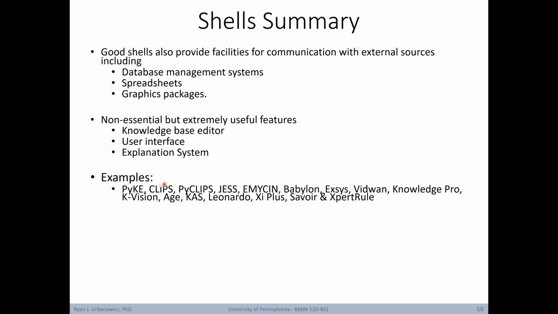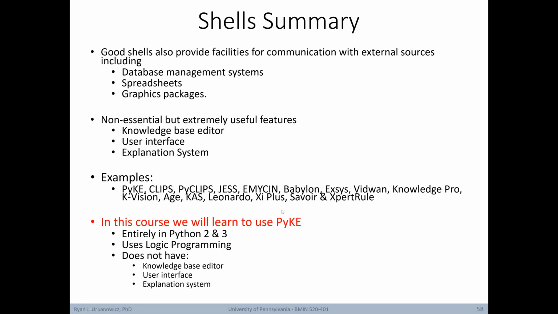Here are some examples of different shells that are available out there in the world. These include Pike, Clips, PyClips, Jess, eMycin, Babylon, Exis, Vidwan, Knowledge Pro, Kvision, Age, Cass, Leonardo, XI+, Savior, and Expert Rule. In this course, we're going to learn to use the first one, known as Pike. Pike is entirely programmed in Python 2 and 3. It uses logic programming as its basis of inference. However, it does not have a knowledge base editor, a user interface, or an explanation system. Thus, the main thing we're getting out of Pike is the inference engine that we can use with a knowledge base that we're going to create.